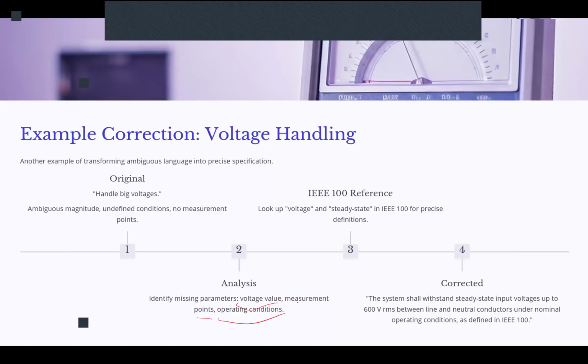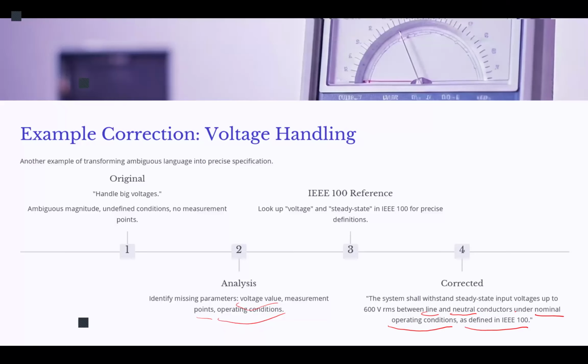Now, let's look at the corrected version. The system shall withstand a steady state input voltage up to 600 volt of what kind of measurement? RMS. You need to mention that. The reader might think that you meant the peak voltage. So you have to mention the 600 volt, the unit, RMS, between line and neutral conductors under nominal operating condition, referencing the origin of this definition as defined in IEEE 100. So if someone reads that sentence and doesn't precisely know what the nominal operating condition is, go read IEEE 100 and you know what the nominal operating condition is. Does that make sense?